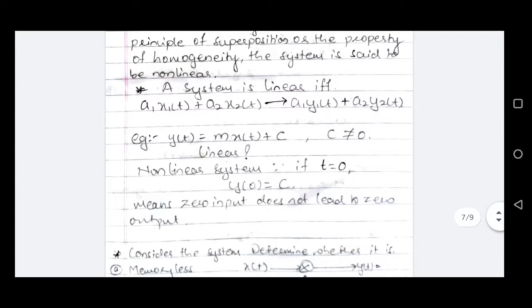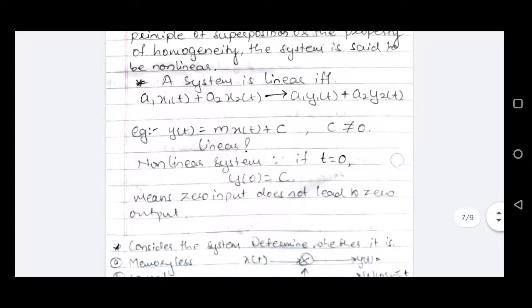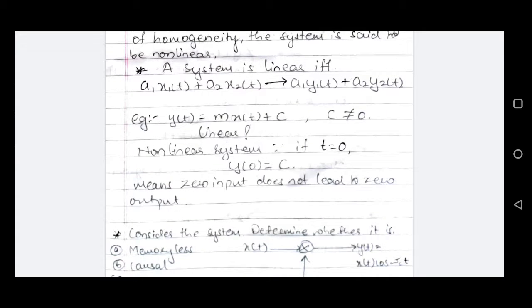For example, y of t equals m x of t plus c, for c not equal to 0. Now this might be a linear equation, but is it a linear system? We'll have to verify that. Clearly, it is a non-linear system, because if x of t is 0, y of t will be equal to c. Zero input is not resulting in zero output. Instead, we are getting some constant c. Therefore, it is a non-linear system. Zero input should always result in zero output.